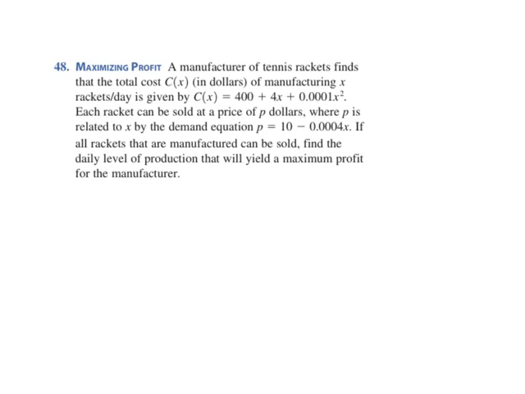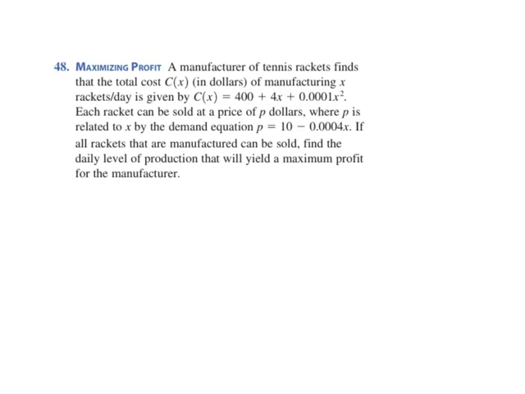Okay, so here's our problem. A manufacturer of tennis rackets finds the total cost, C of X in dollars, of manufacturing X rackets per day is given by C of X is equal to 400 plus 4X plus 0.0001X squared. Each racket can be sold at the price of P dollars, where P is related to X by the demand equation. P is equal to 10 minus 0.0004X. If all rackets that are manufactured can be sold, find the daily level of production that will yield a maximum profit for the manufacturer.